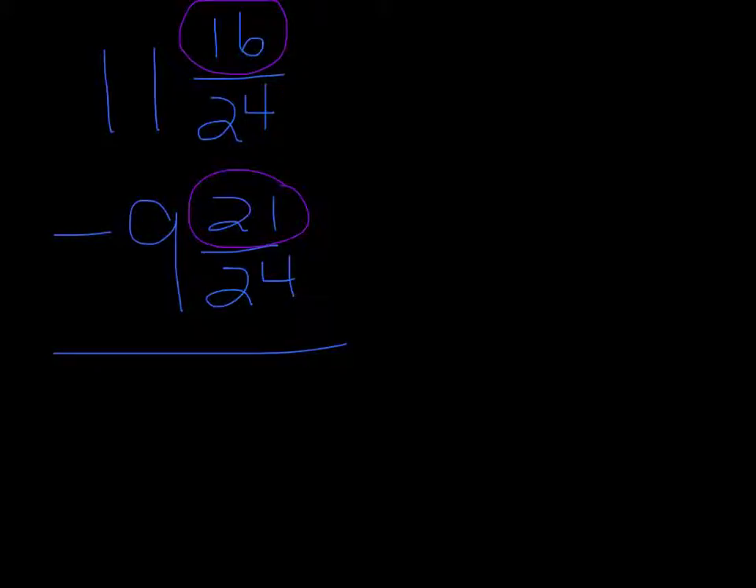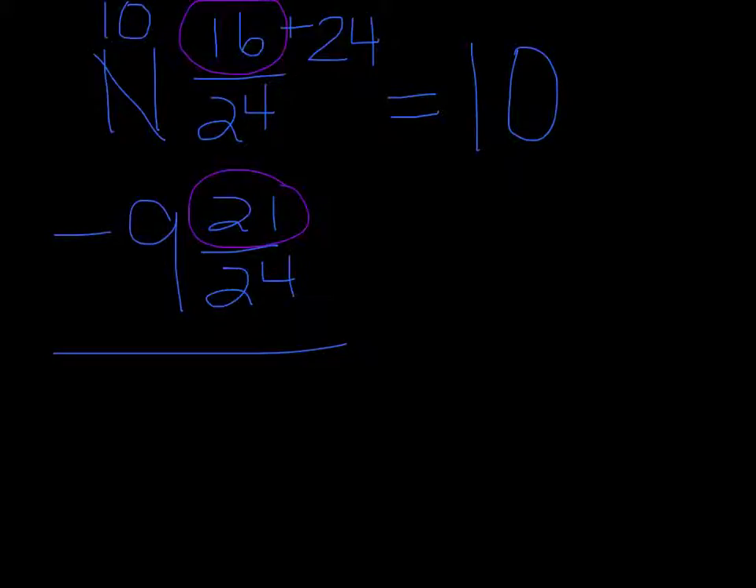If we have 11 whole amounts on our first fraction, we can borrow one of those wholes to make it 10, as long as we cut that whole that we borrowed into equal pieces of 24. So if I already have 16 pieces, then I'm going to have to add the new 24 parts to it so that I have 10 wholes and now how many pieces in the size of 24ths. To simplify that, we would have 10 and 16 plus 24 makes 40. So we have 40 24ths.